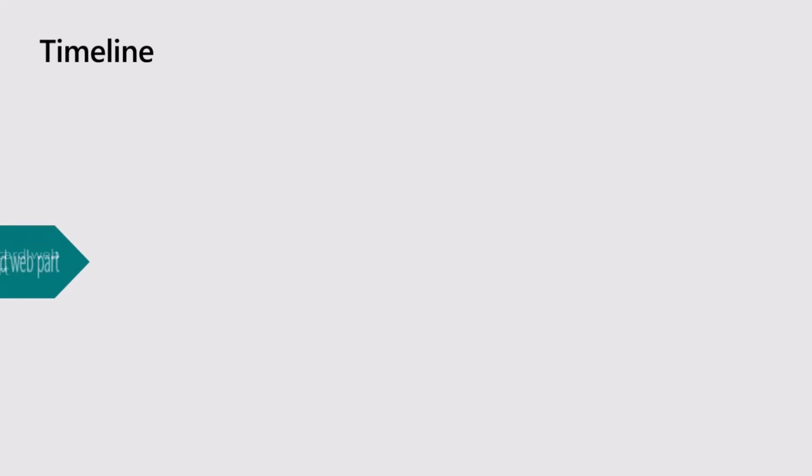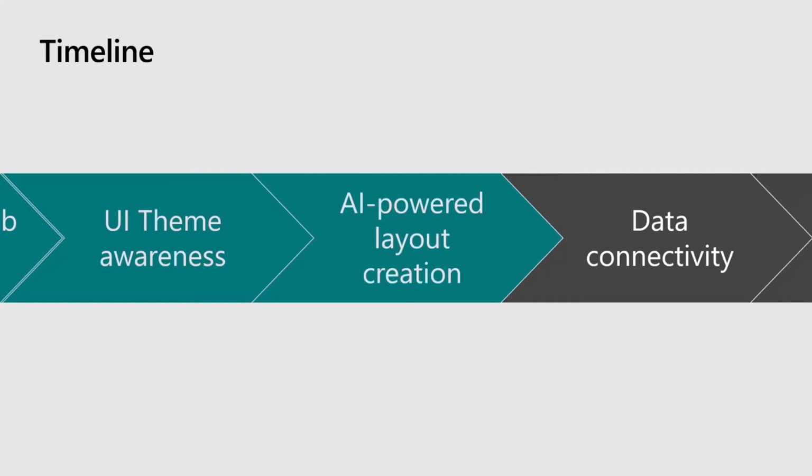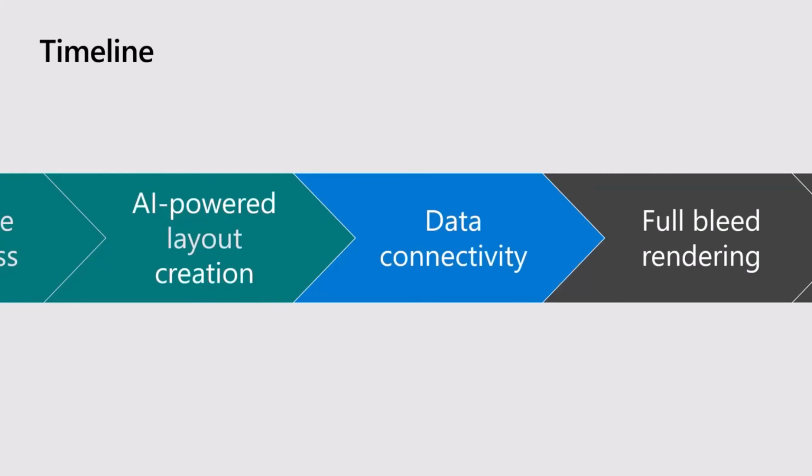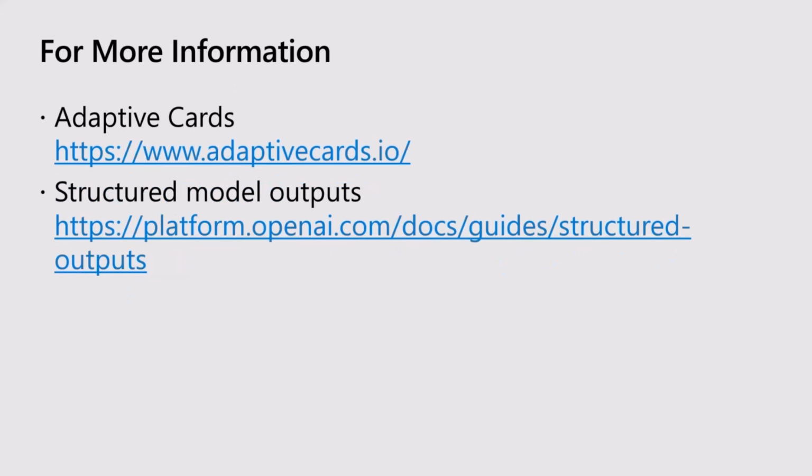So we went through AI-powered layout creation. Next time, we're going to show you how to connect to various data providers so that we can make these templates rich and dynamic. That's it for me. For more information, you can go to adaptive cards and the structured model outputs that I showed you. There's a cool article on OpenAI that shows you how to do that. It's also available for Azure OpenAI. But that's it for me.